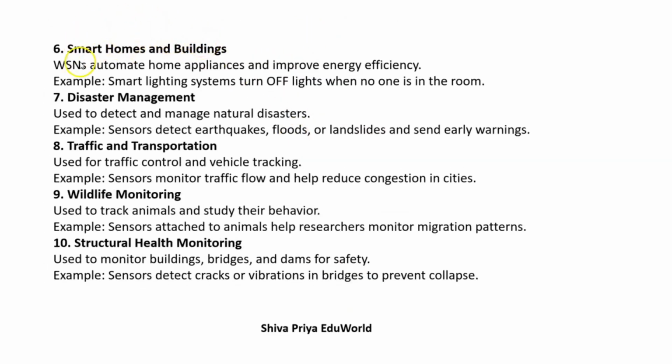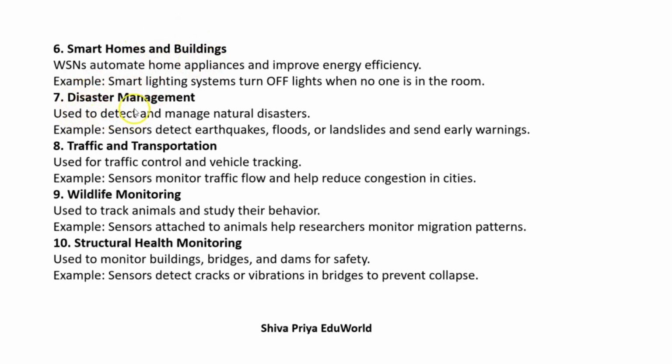Smart homes and buildings. WSNs automate home appliances and improve energy efficiency as well. You can see nowadays all home appliances are automated by using WSN. For example, a smart lighting system turns off when no one is in the room. Whenever we enter the room, it will automatically turn on. This is how exactly it will work in smart homes and buildings.